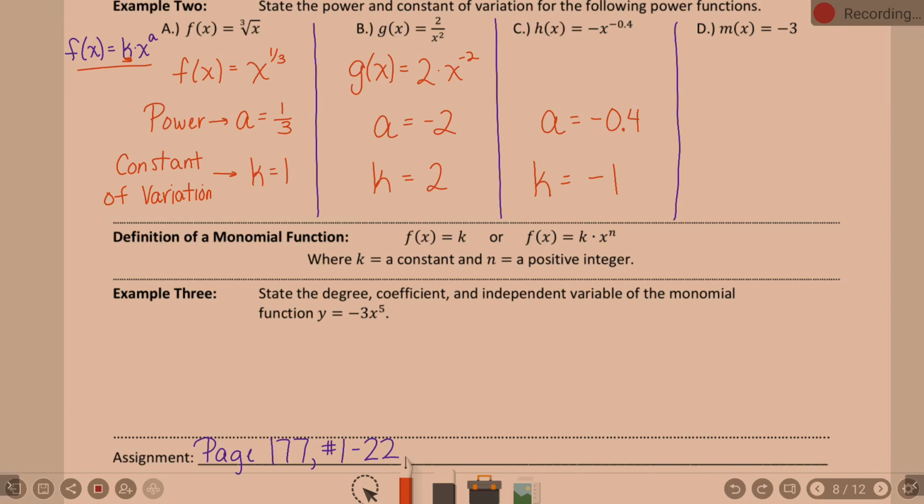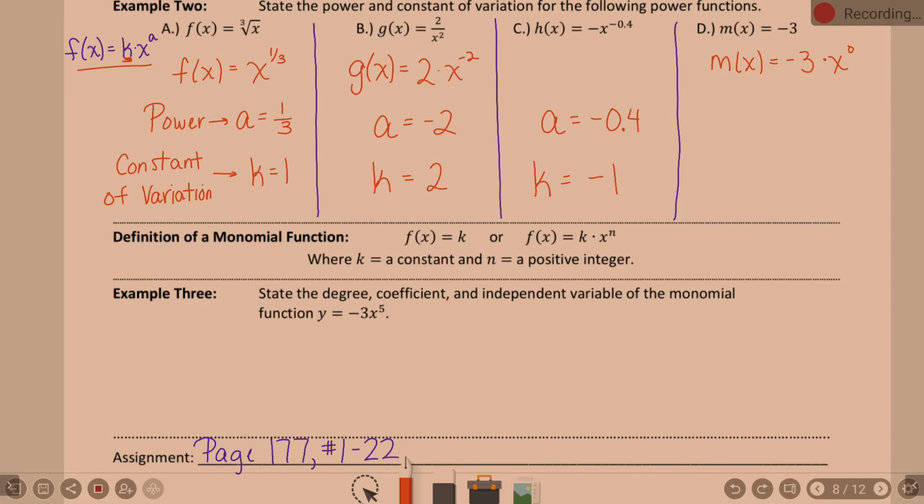Okay, D. m of x equals -3. It's not a function of x. The constant's -3. What's the power then if the constant's -3? Undefined? 1? Officially, this could be rewritten as -3 times x to the 0. That is an equivalent way to write this, yes? Because anything raised to 0 is 1.